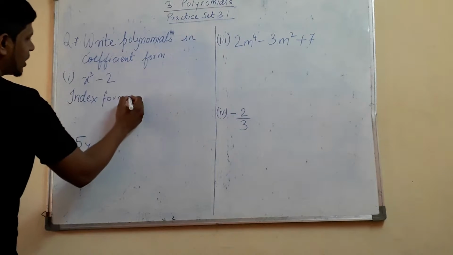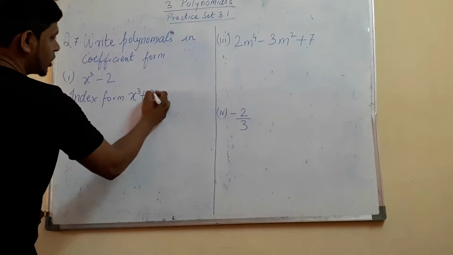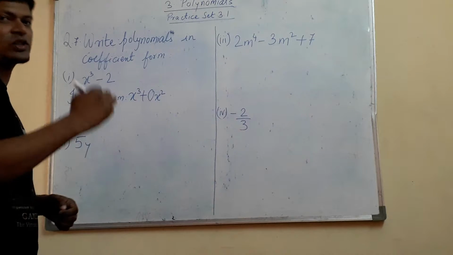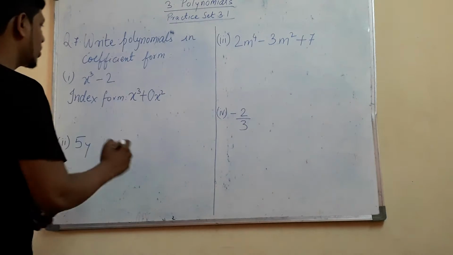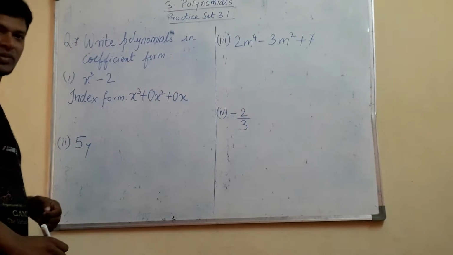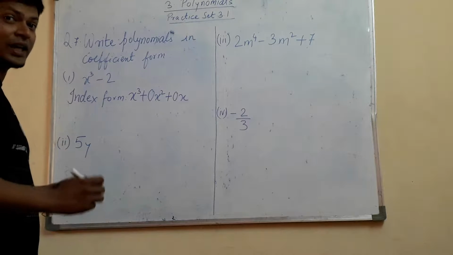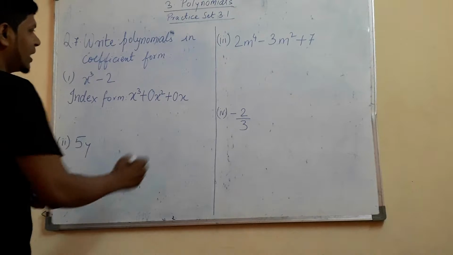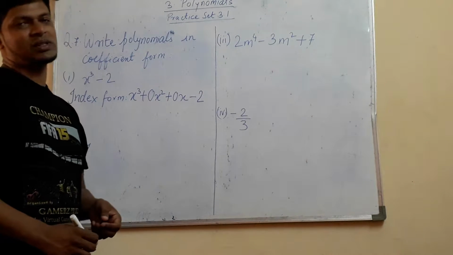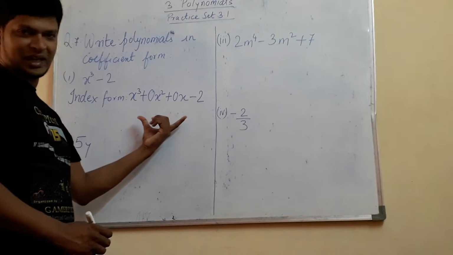So in index form, here we have to write x cube plus 0x square, because the x square term was not there. So we have written the x square term but with coefficient as 0. Then plus 0x, because the x term was missing, so we have written the x term by writing the coefficient as 0. Then minus 2, because minus 2 means x raised to 0. So we have written the given polynomial in the index form.